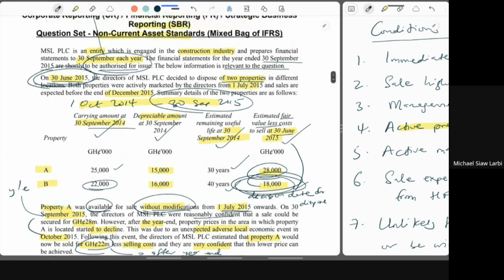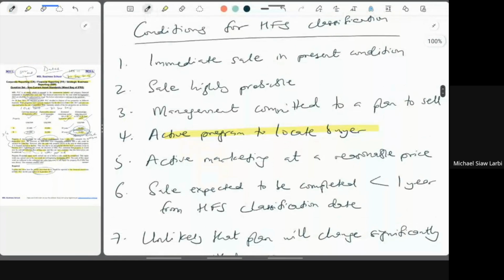And then we have the management commitment because they decided to dispose of it. It was done by the directors themselves. We are told that both properties were actively marketed by the directors from 1st July, and sales are expected before the end of December 15. If they decided it to be held for sale from June 2015, and by December 15 they've done active marketing, they expect the sale to occur, property A is ready to be sold, they have given you all the indications that it can be sold in its present condition.